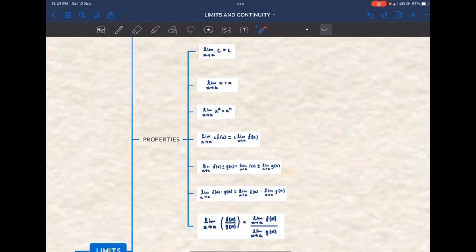So fraction is also the same, so you can just separate it out. It becomes lim x approaches a, f(x) divided by lim x approaches a, g(x).